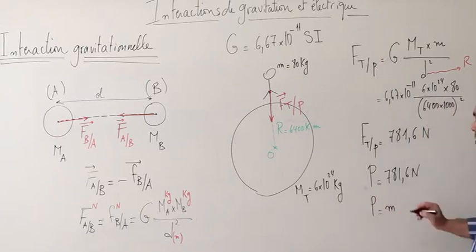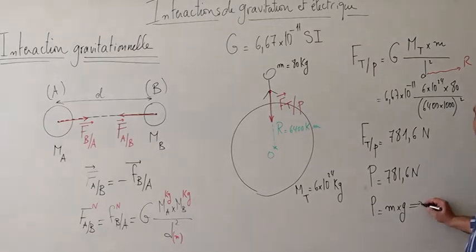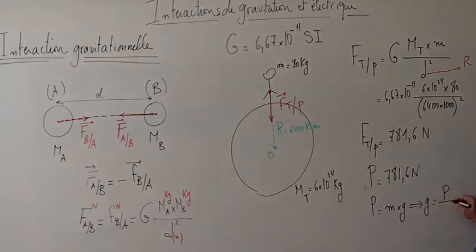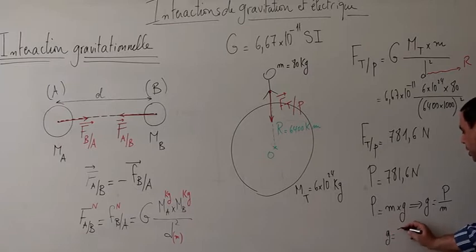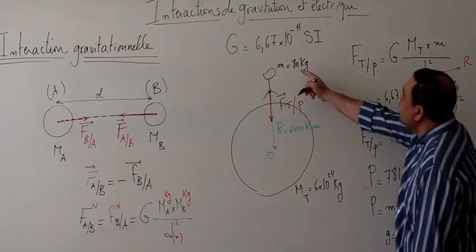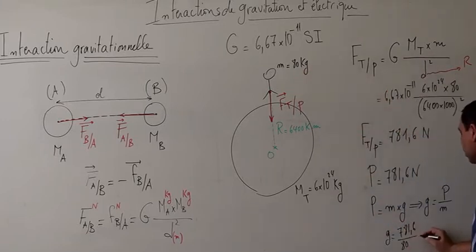The weight of the body, in this case the person, is equal to the mass of the person multiplied by the gravitational field strength. As a result, W equals m times g. g is equal to W over m. g equals 781.6 divided by the mass of the person, which is 80. The answer is 9.77 newtons per kilogram. This is approximately 9.8, which is the gravitational field strength at the surface of the Earth.